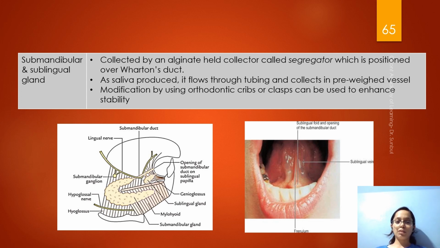For the submandibular and the sublingual glands, there are certain collectors called segregators, which can be positioned at the floor of the mouth. Then it has a tubing system which collects in pre-weighed vessels, and orthodontic clasps can be used to enhance the stability of this.